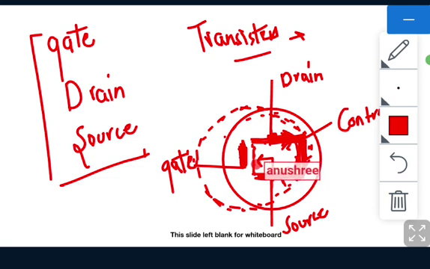Okay, but what do you mean by MOSFET? Isn't this whole thing the MOSFET? Yeah, the whole thing is the MOSFET, but these are the three terminals. Okay?